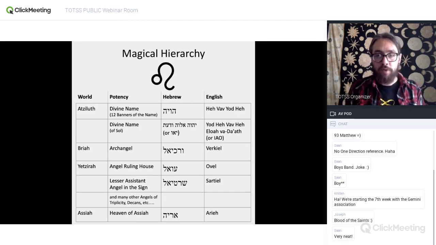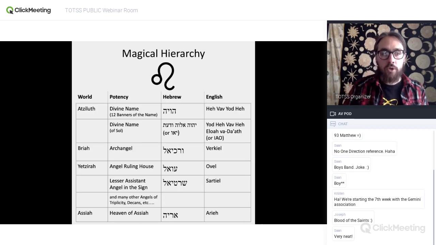Now, if you abbreviate that name, the three names there, you would get Yod, Aleph, Vav, and that could be a Hebrew transliteration of the divine name Iao. So you can often use Iao as a replacement, or an alternate name for the full Yod He Vav He Eloah V'Da'ath as a solar name. All right, then we've got the archangel of Leo, which is Verkiel. The angel ruling the house is Ovel, and the lesser assistant angel in the sign is Sartiel. And then our heaven of Asaya is just the Hebrew name for the constellation Leo, which is Aria.